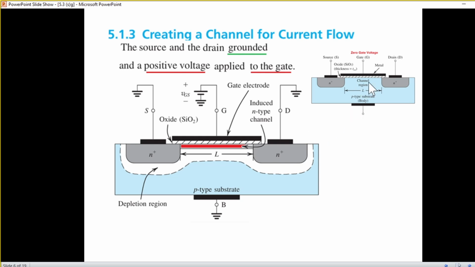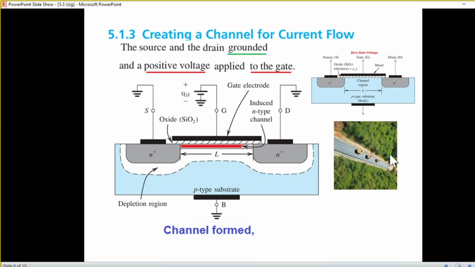Now if you compare, when there was 0 voltage, there was no channel formed. Now there is a channel formed, but it is just like we have made a road, but no traffic allowed as yet. Same here, the channel is formed, but no current flows because there is no driving force, source or drain.